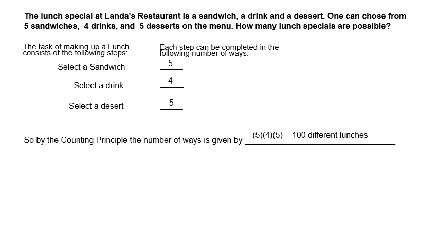Now note, we are working with the assumption that the sandwiches, the drinks, the desserts are all different. It should be obvious here because we are picking from a menu. I don't think they're going to list the same drink twice or the same dessert twice. But you do have to be aware of that. Sometimes if things are the same, then you have to be careful. I'll mention that at the end.